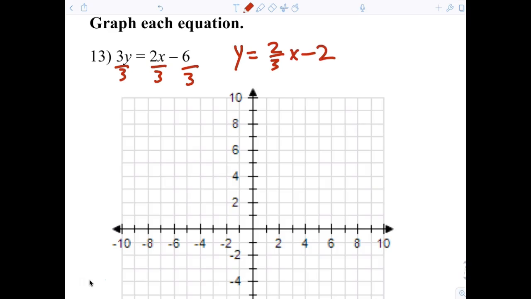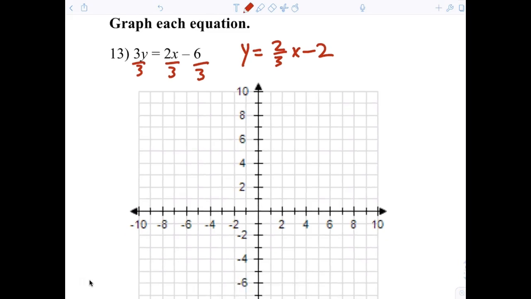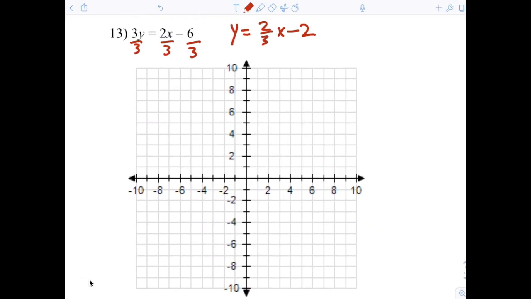All right, finish it off. Abby, how do I graph this? Do you remember? So you go to negative... Yep, you go down 2, and then from there you go up 2 and over 3. Exactly, up 2 and over 3. Perfect. Thank you very much.